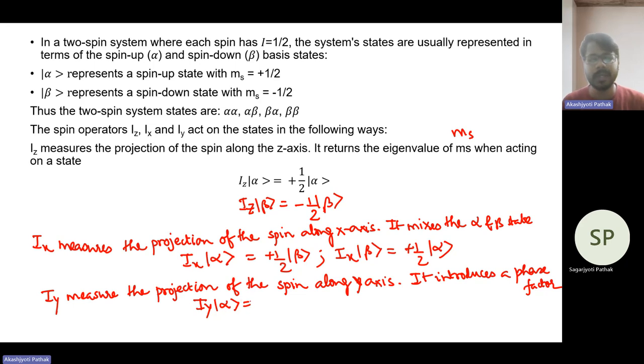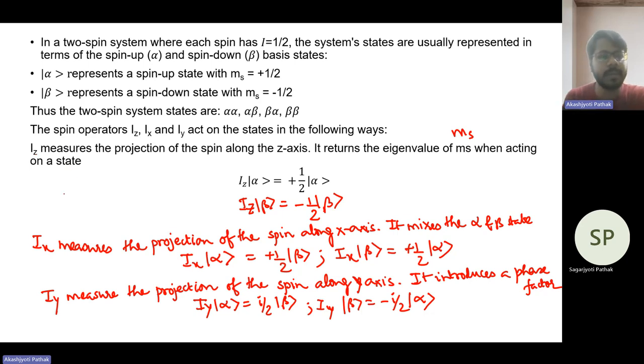So when the Iy operator acts on the alpha state, we get i by 2 beta. And when Iy acts on the beta state, we get minus i by 2 alpha. After we have come to know all these points, we will apply this concept on the question that is asked.